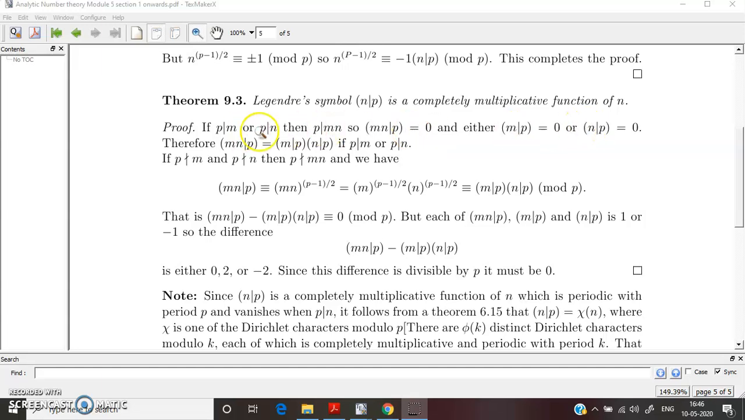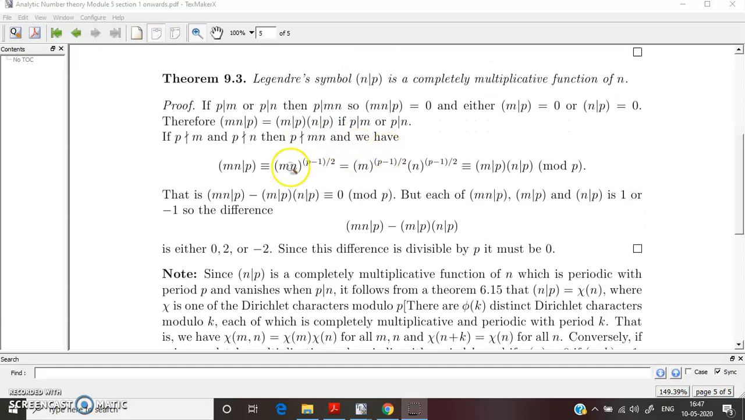So we have seen that (mn/p) is equal to (m/p) times (n/p) if p divides m or p divides n. So for the case p divides mn, the result is proved. Now we have to take the case where p does not divide mn. If p does not divide m and p does not divide n, in that case p does not divide mn, because p should divide at least one of them, only then will p divide mn. So p does not divide mn.